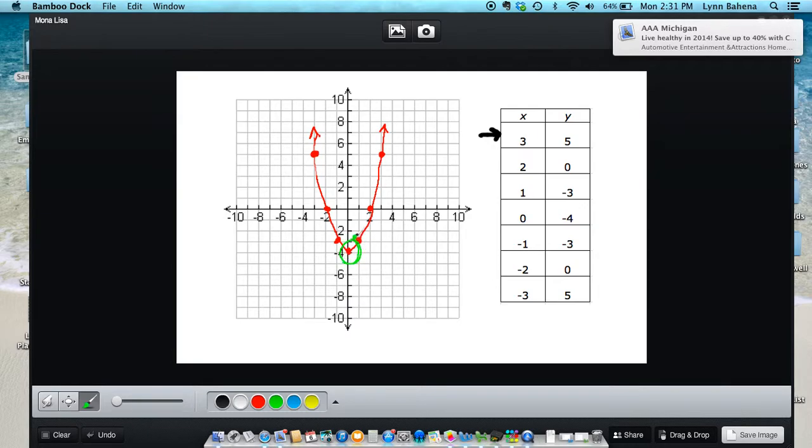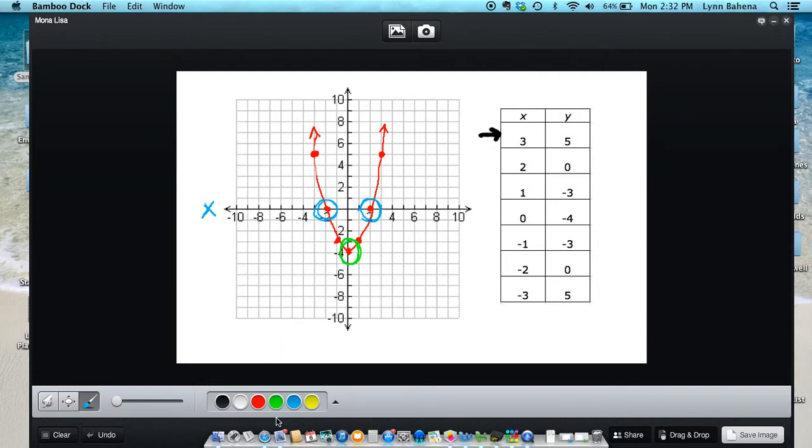Okay. And we are also interested in our solutions, which are the points where the graph crosses your x-axis. And don't forget, the horizontal axis is your x-axis. So this is your x-axis, so it crosses here and here.